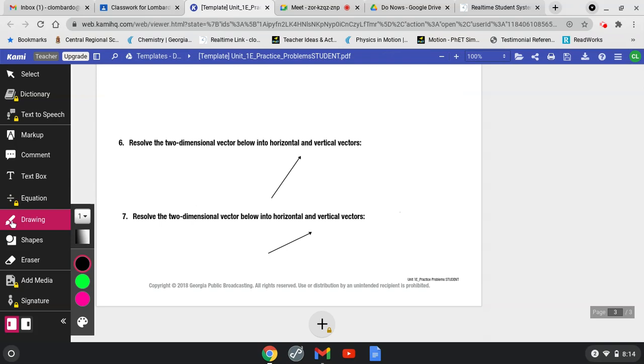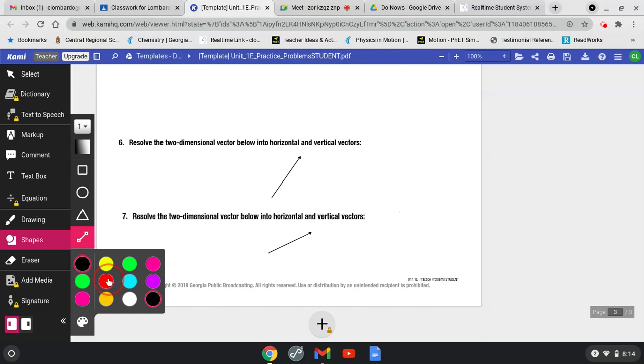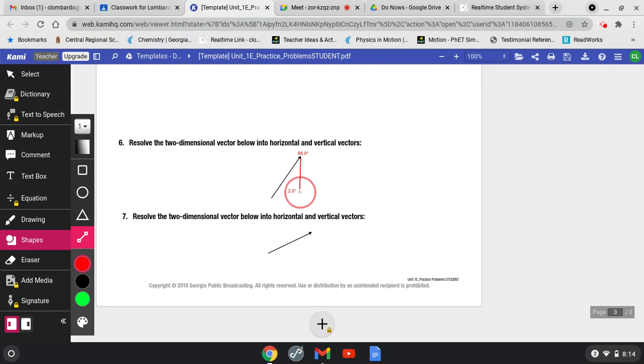And then the last 2, when they say resolve the 2-dimensional vector into its horizontal and vertical components, I'm going to show that. This one you want to use the shapes one for. I'm going to use the red color here. So basically you're breaking this down, right? See how this is north and east? Well, that means we had to have had something that went like this.